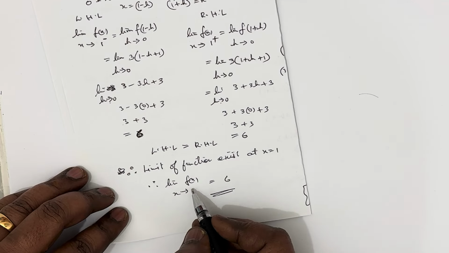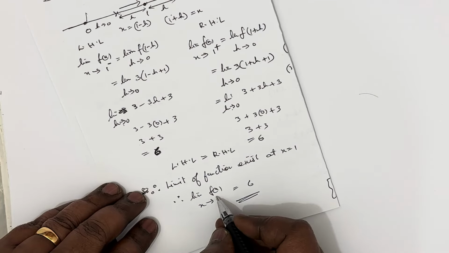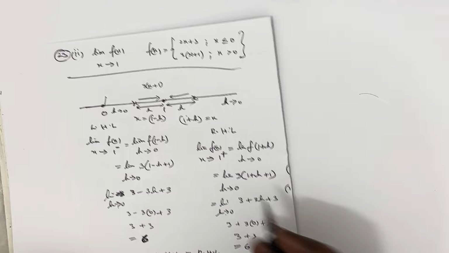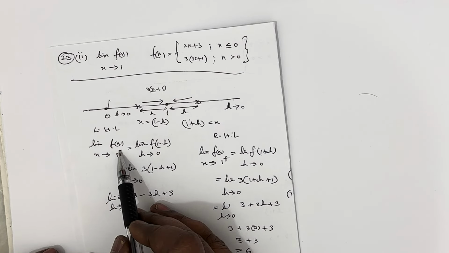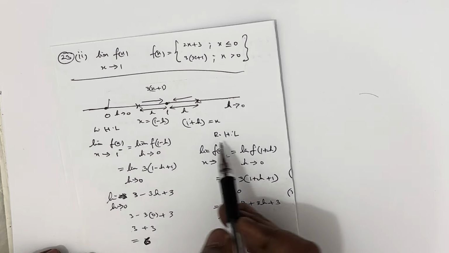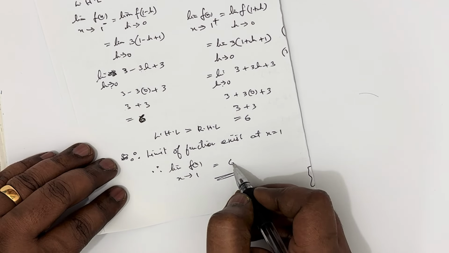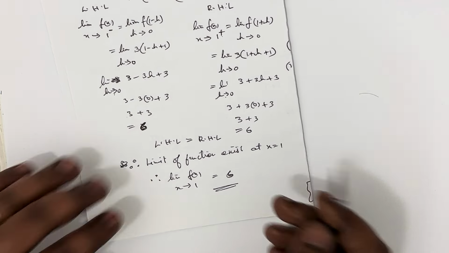Now this x approaches 1 indicates both left and right, approaching 1 from both left and right, because there is no mark here, minus or plus. Here the minus sign indicates it is approaching from the left side, and the plus sign indicates it is approaching from the right side. So this is the answer, the limit. That's it.